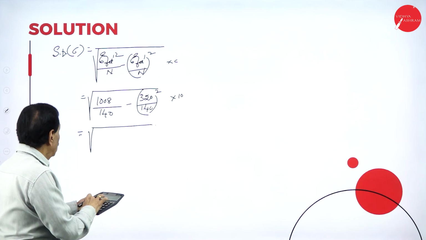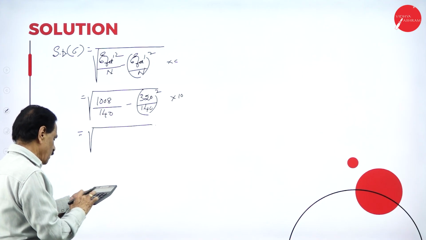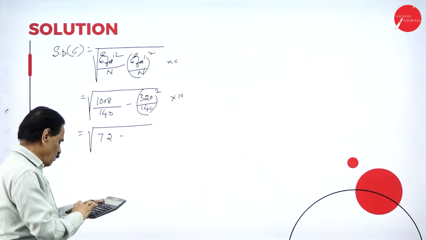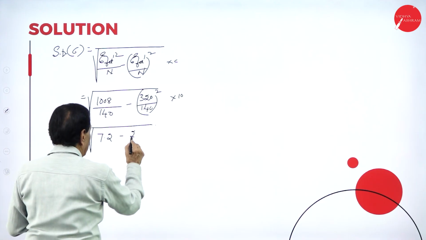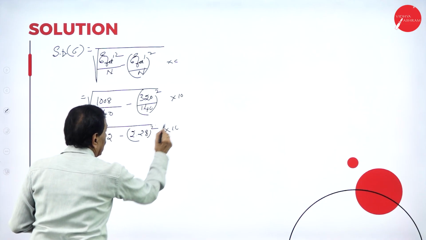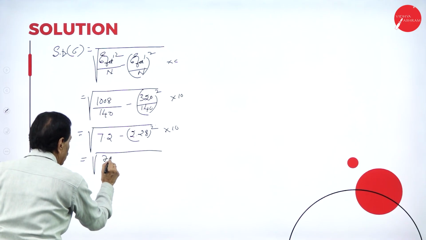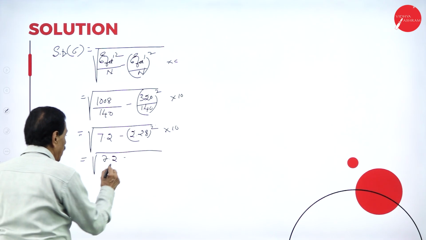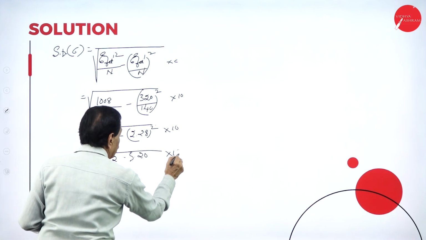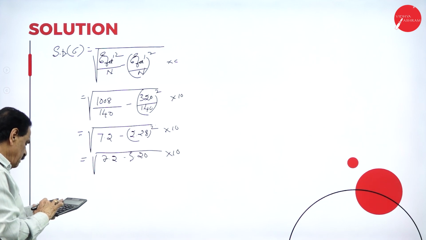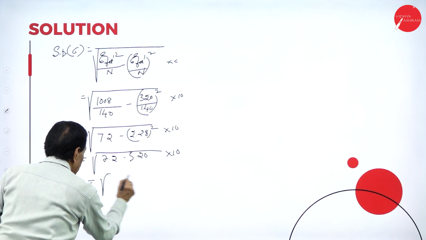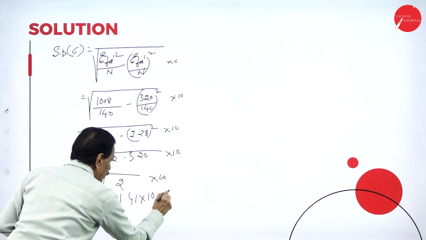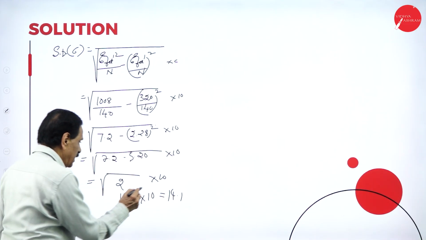1008 divided by 140, that is 7.2, minus 320 divided by 140, that is 2.28, square, into 10 is equal to 7.2 minus 2.28 into 2.28, 5.20, into 10. 7.2 minus 5.20, say, into 10, root of this, 1.41 into 10, 14.1. So this is the standard deviation.